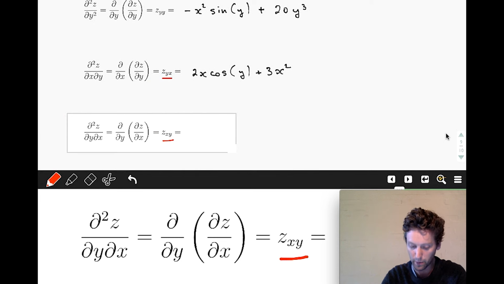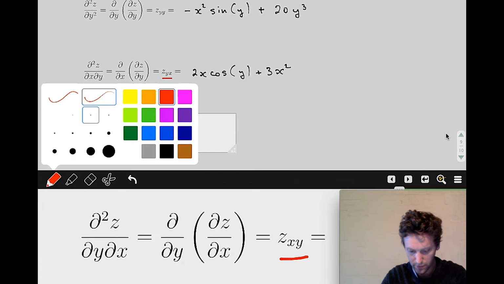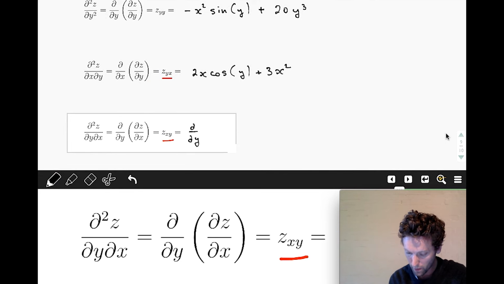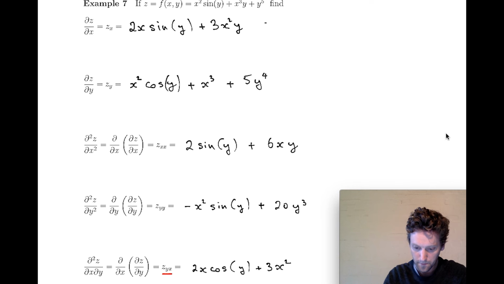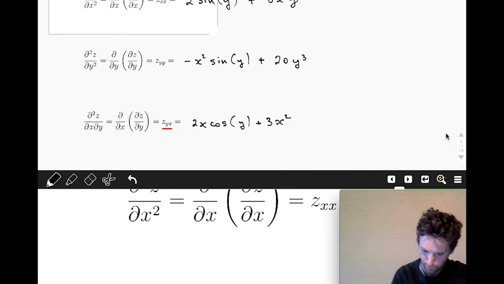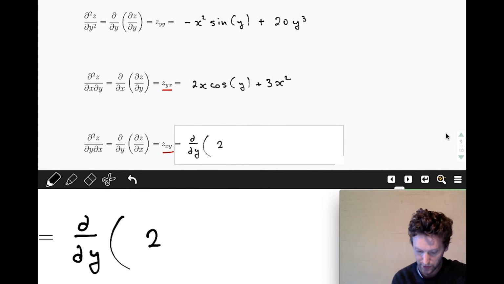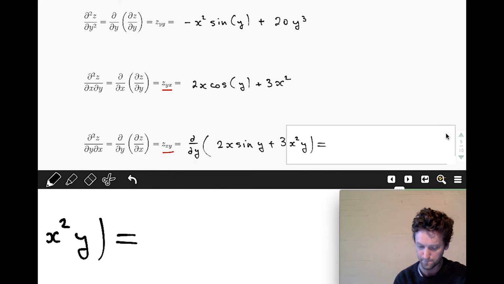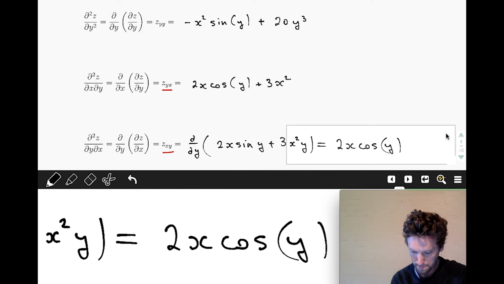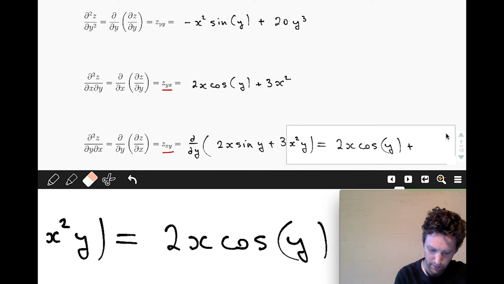So z subscript xy, I apply x first, so partial derivative of z with respect to x, and then the partial derivative with respect to y. So let's write out what that looks like. I'm going to take the partial derivative with respect to y of, let's just remind myself what the derivative of z with respect to x was. That was given by 2x sine y plus 3x squared y. And the derivative of that with respect to y is going to be given by 2x cosine of y plus 6. Oops, sorry, I'm taking derivative with respect to y, so that's plus 3x squared.